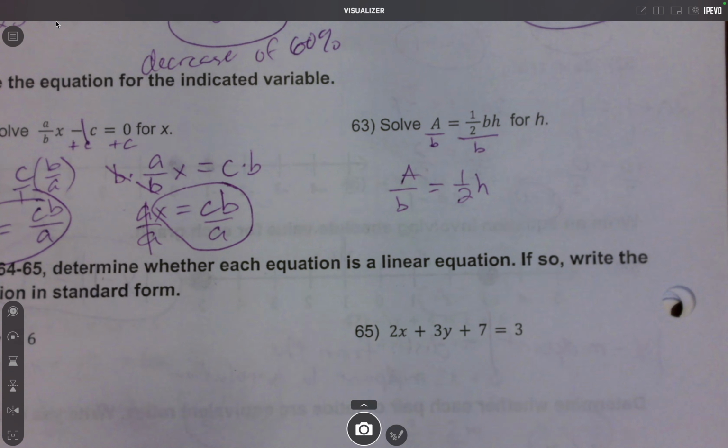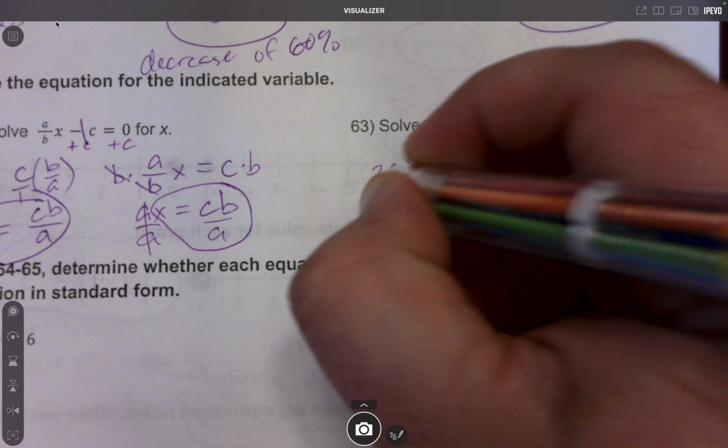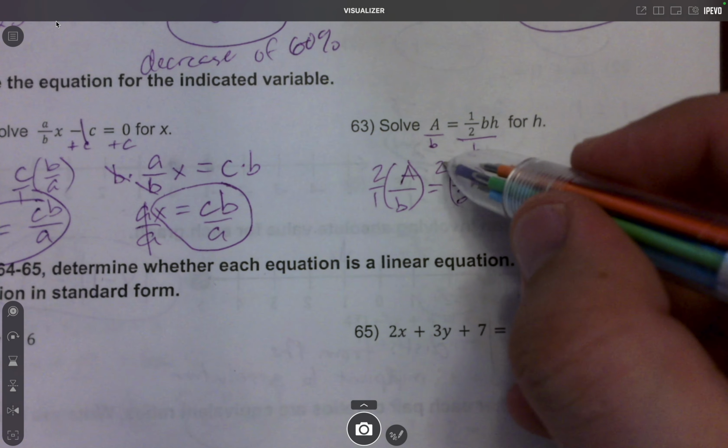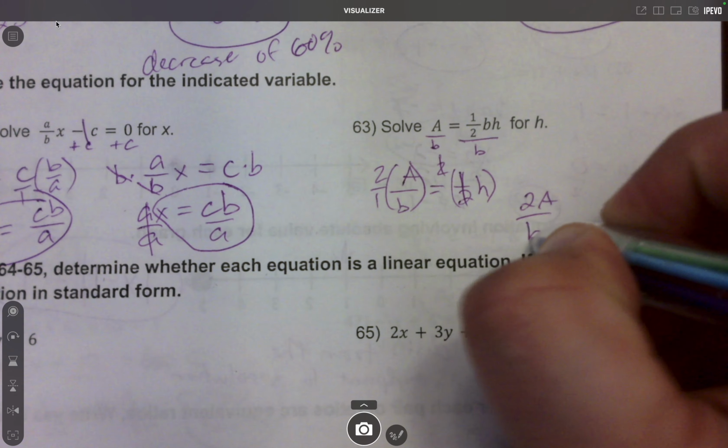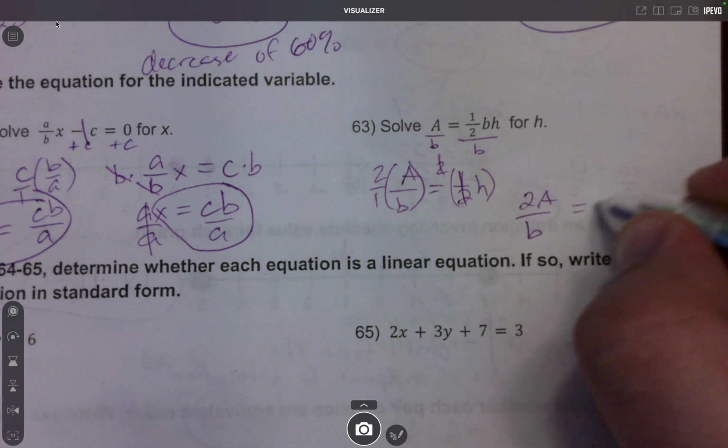That's true, that works. But dividing both sides by 1/2 is the same as multiplying both sides by 2, because 2 times 1/2 is 1, so that just cancels out. We get 2a over b is equal to h.